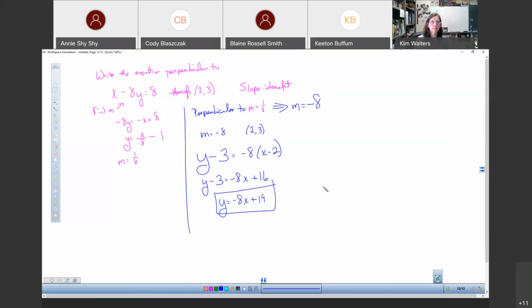Does that make sense? Yes, ma'am. Perfect. If it had said parallel to it, we would have just used the 1/8 and the point and gone through the same process. Excellent. Other questions?